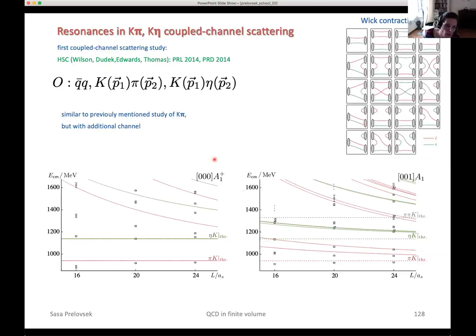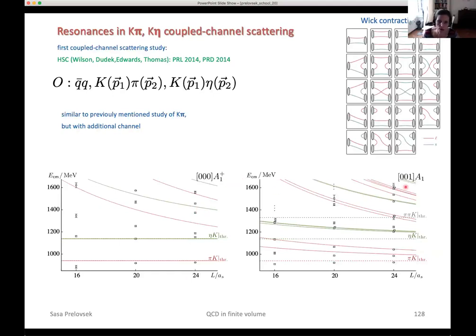So for example, this is the result. You have three volumes, and the red line gives you what would be the energy of pion and kaon if they are not interacting. And you can see that the energies are slightly shifted away from the non-interacting. The green lines give you the energy of an eta kaon if they don't interact. These are slight shifts. You really need to determine this very accurately. Otherwise, you're not able to extract the scattering amplitude.